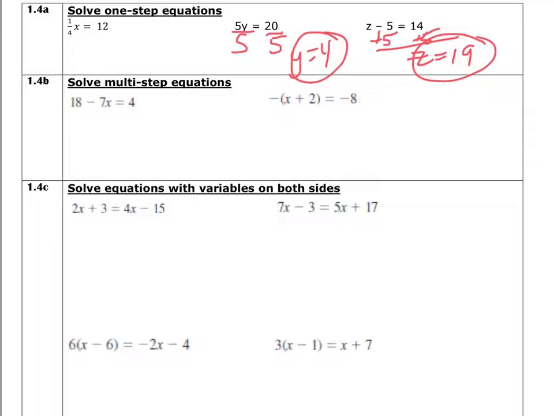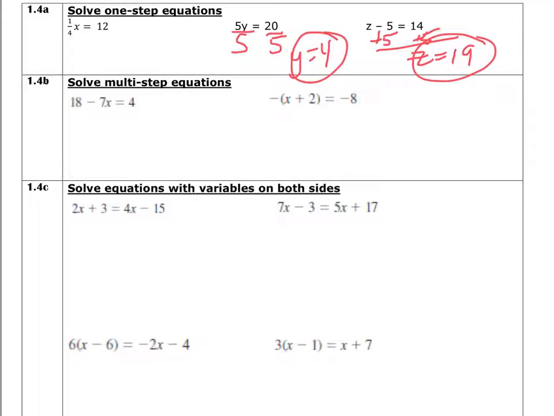For this one here, you have 1/4 times x equals 12. Now, when you have a fraction being multiplied by a variable, there's a really nice trick to move it. One thing you could do is you could come in and instead of doing 1/4 times x, you could divide this one side by 1/4 and divide this by 1/4.